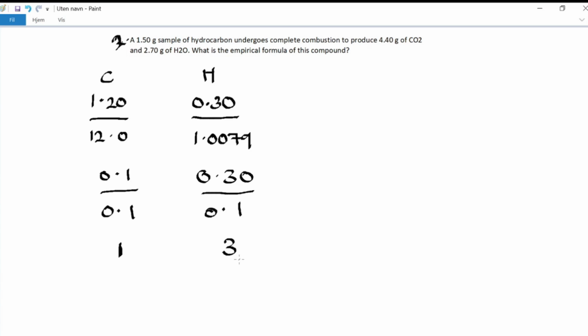So the ratio of the elements present in the hydrocarbon will be 1:3. That means our empirical formula of this compound is C1H3. So this is our answer.